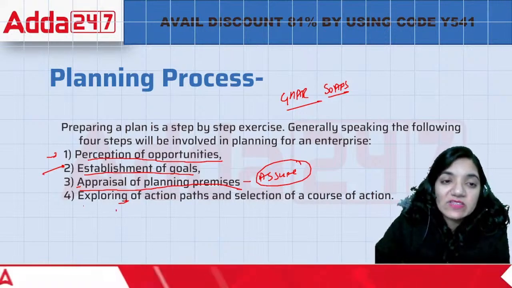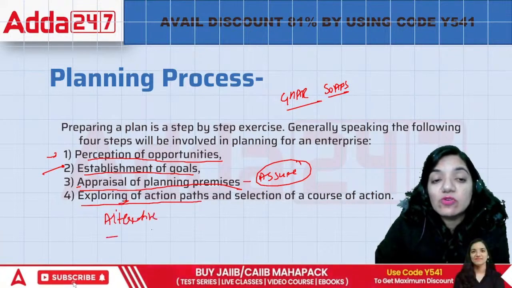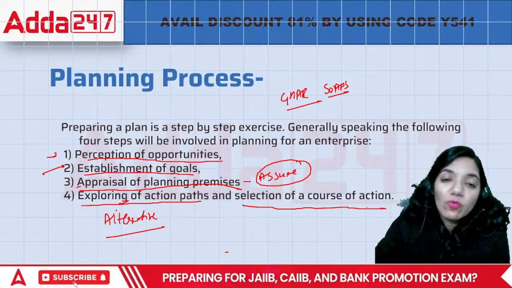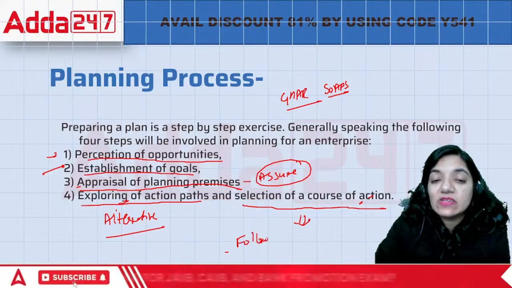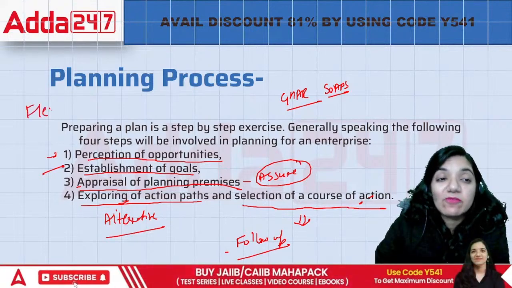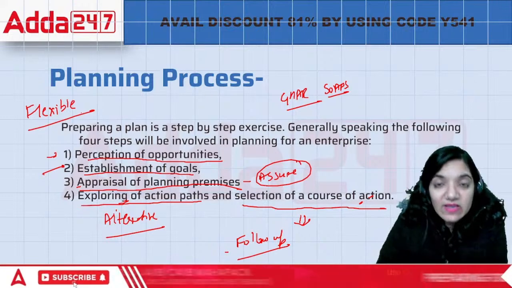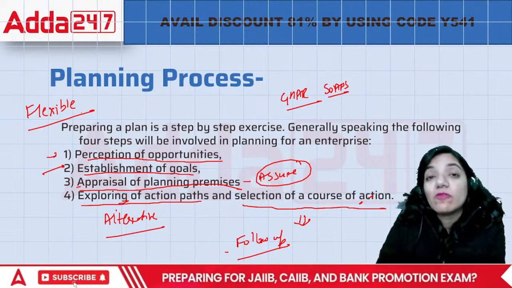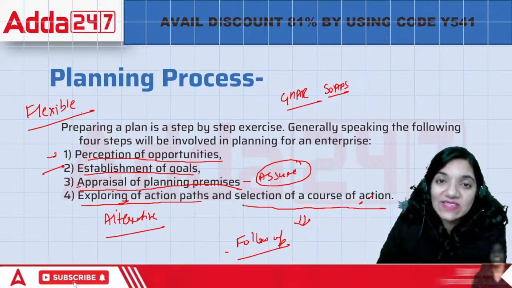And then we explore the various paths of action. We find different alternatives to achieve those goals, and then we choose one among them. That is selection of the course of action, and then what we do is called follow-up, because the process is never complete without follow-up. Basically, planning tries to keep the working flexible, because if they will not keep it flexible, it would become difficult for the people to accept that we need to keep on changing the plans every now and then. It becomes really difficult if you're not looking at the planning process seriously, because adjustments are required as and when there is a need, right?